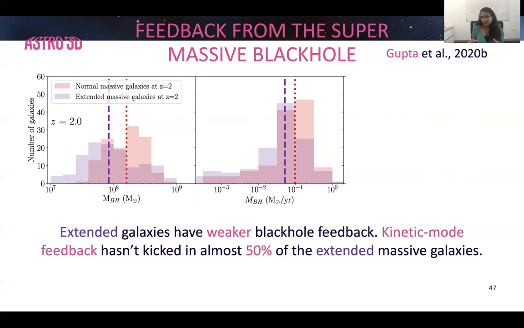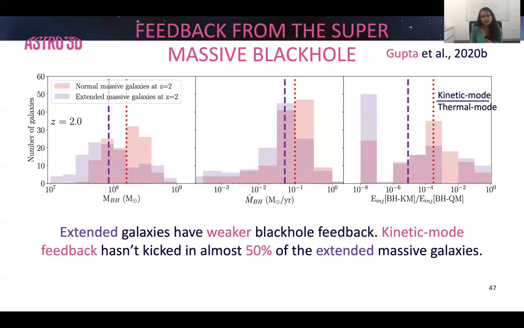Lots of studies have shown that this kinetic mode is more effective at quenching star formation than the thermal mode feedback. And in fact, what we find is that in extended massive galaxies, the kinetic feedback is not as effective. In almost 50% of the extended massive galaxies, kinetic feedback has not even kicked in yet, compared to normal size massive galaxies. Therefore, we suspect this lack of kinetic feedback and/or weaker black hole feedback might be responsible for the delayed onset of star formation quenching in the extended massive galaxies.